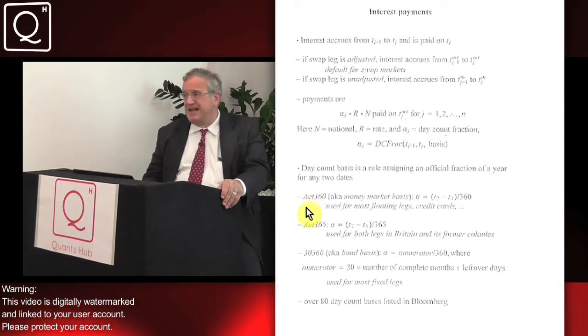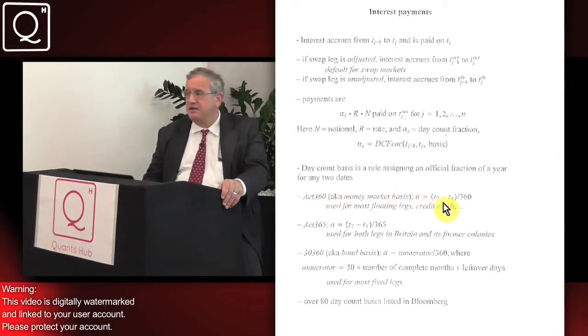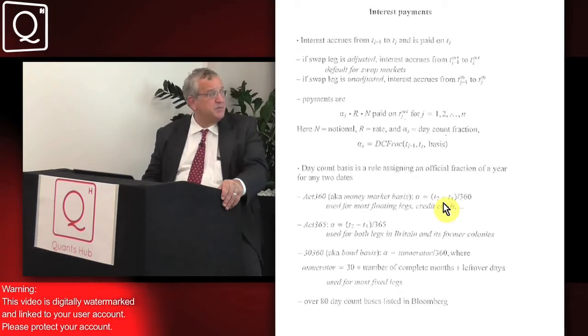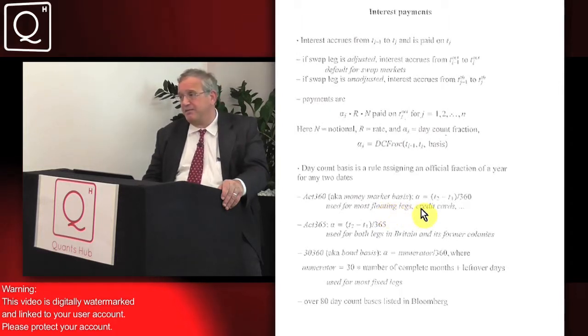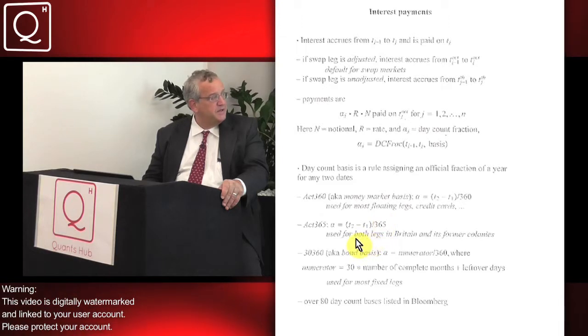The most common one is Act 360, also known as the money market basis. And that one is very easy. The day count fraction is the number of days divided by 360. And so yes, there's more than 1 year per year. So this is used by most floating legs in the world. It's also probably used by your credit card company, which you knew they're out to screw you, right? So not too big of a surprise. But most floating legs basically use Act 360.